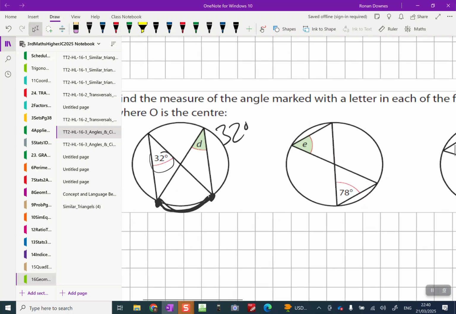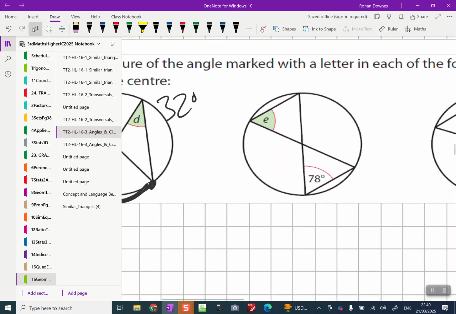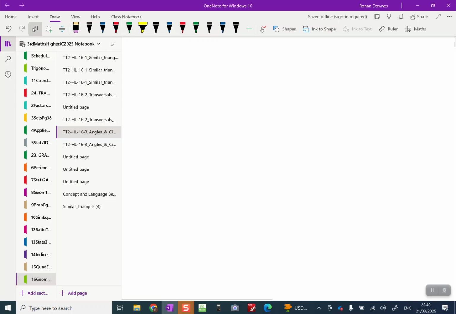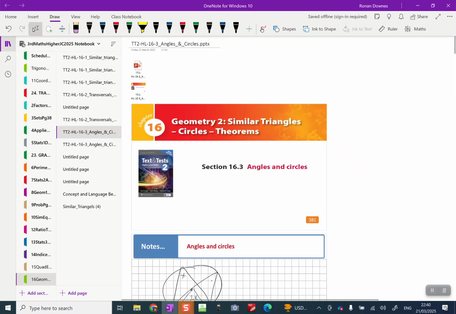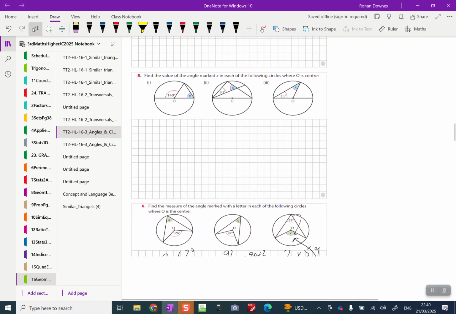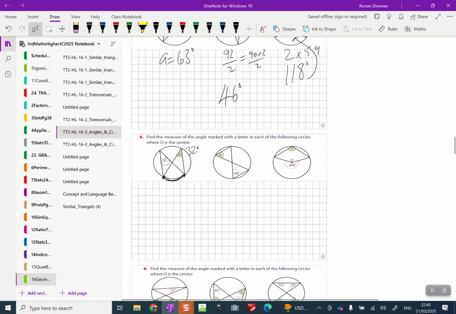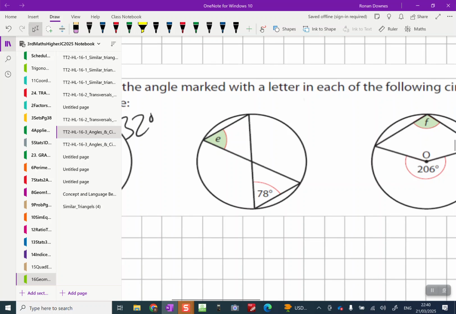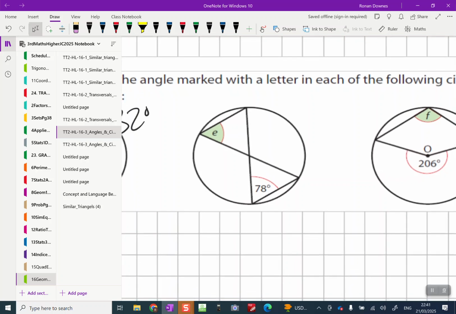And now I lost the yoke again. I'm going to have to do myself a little bit of thinking. But hold on. This is an arc that supports both E and 78, so E equals 78 degrees. So it was actually just a straightforward application of two angles supported by the same arc. Okay.